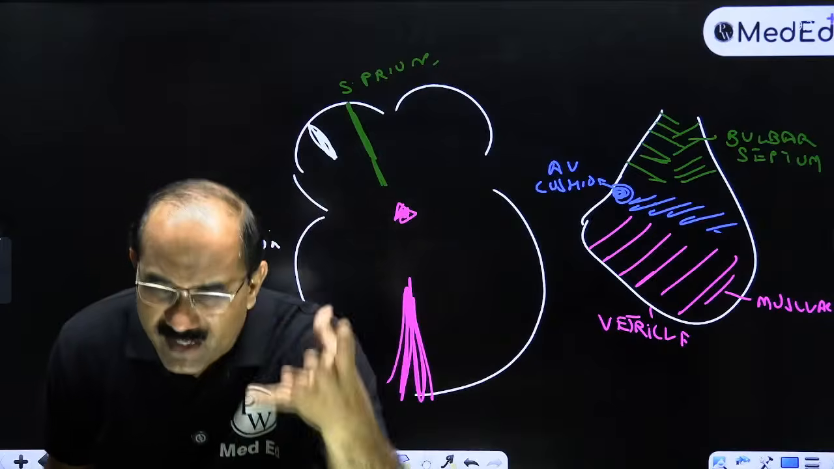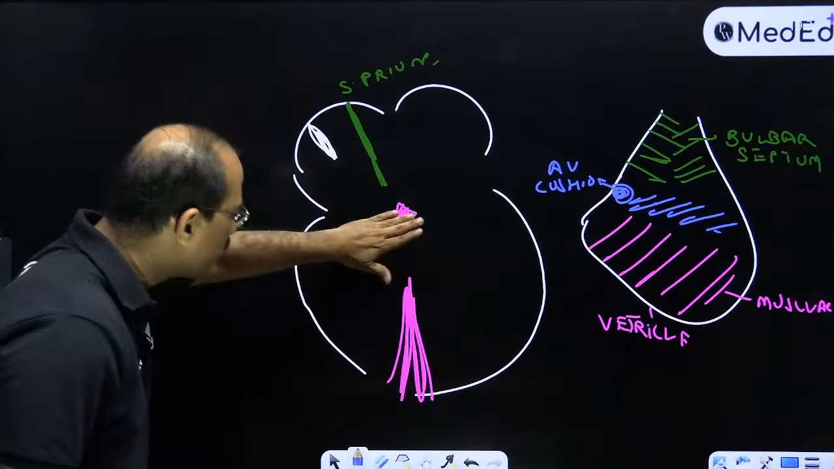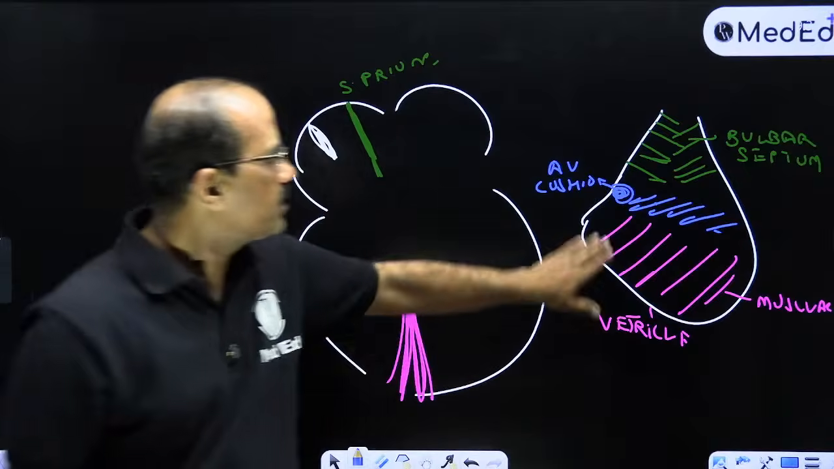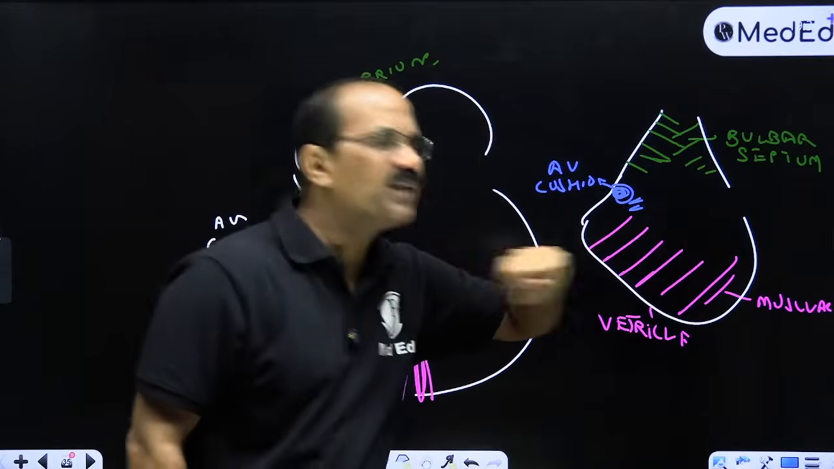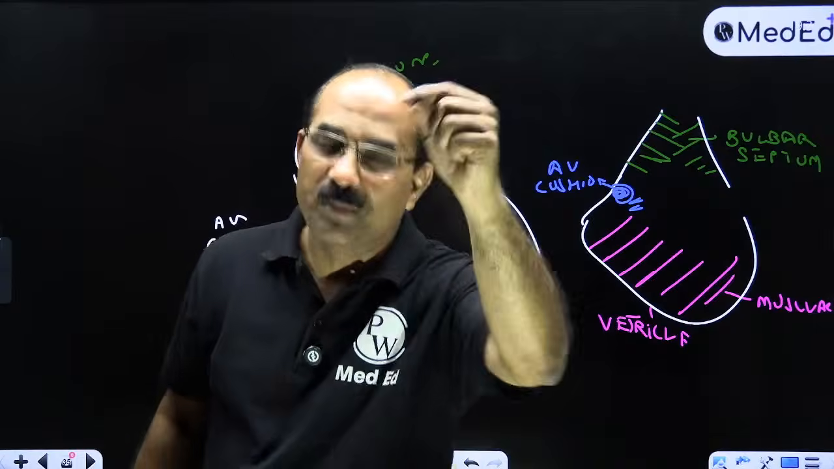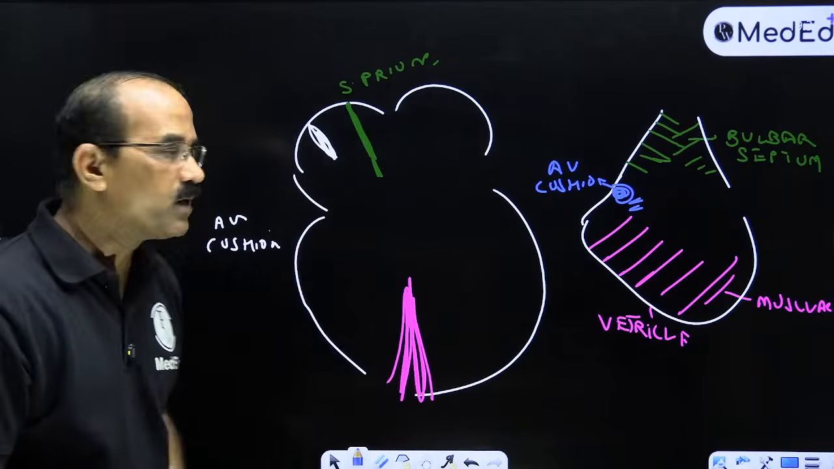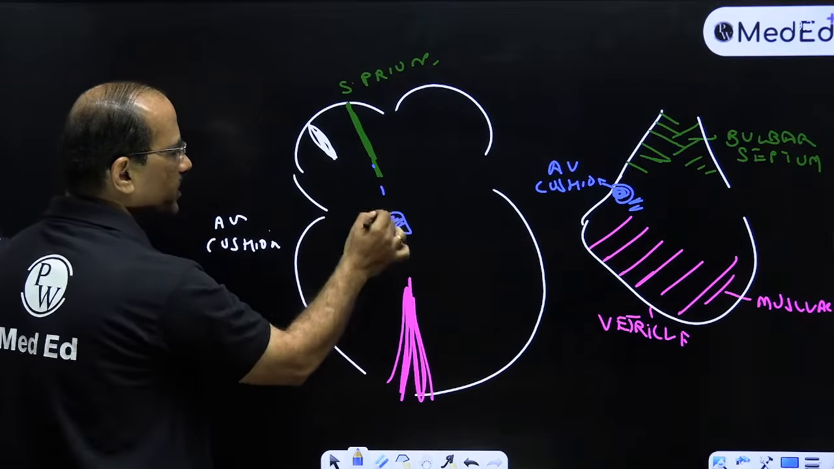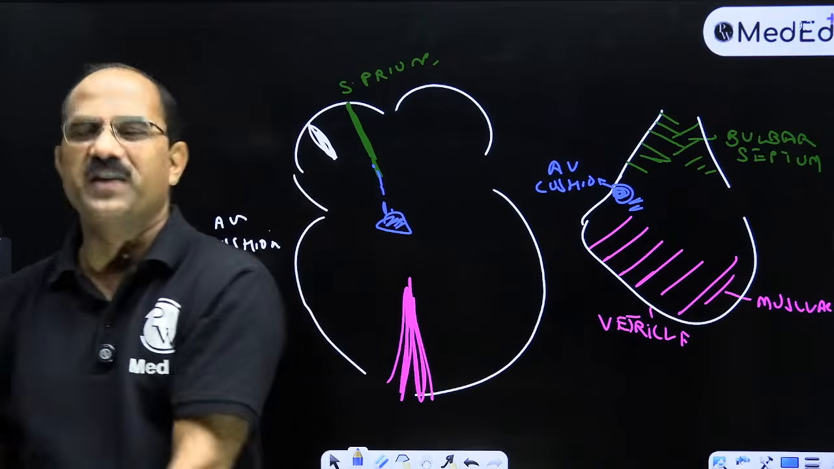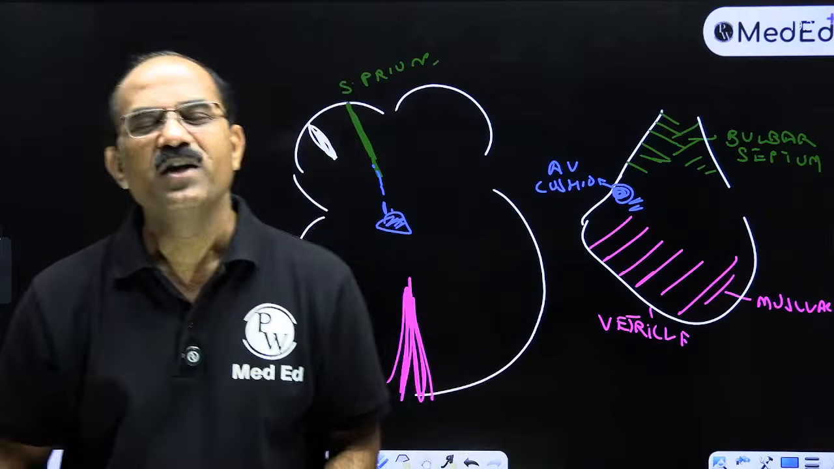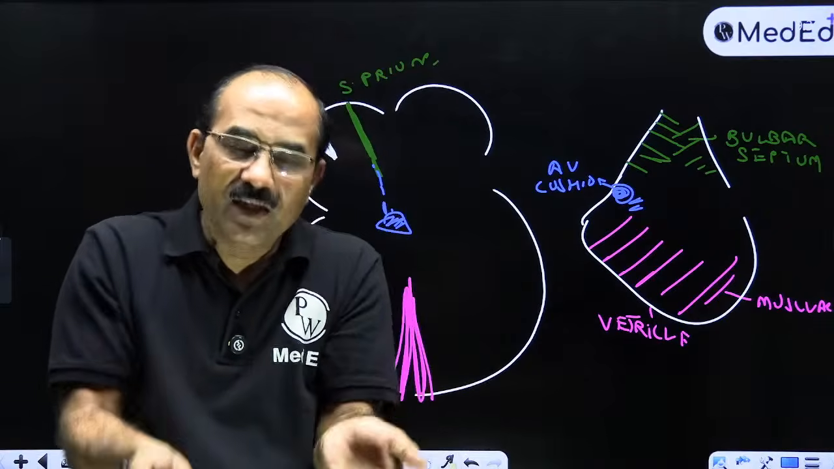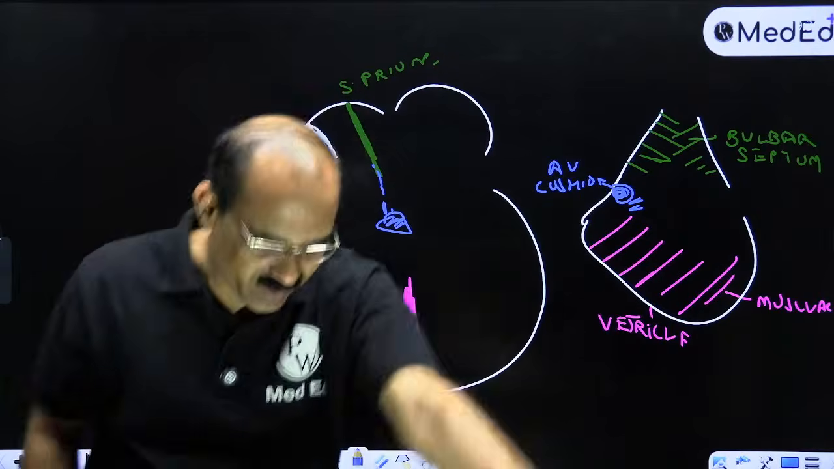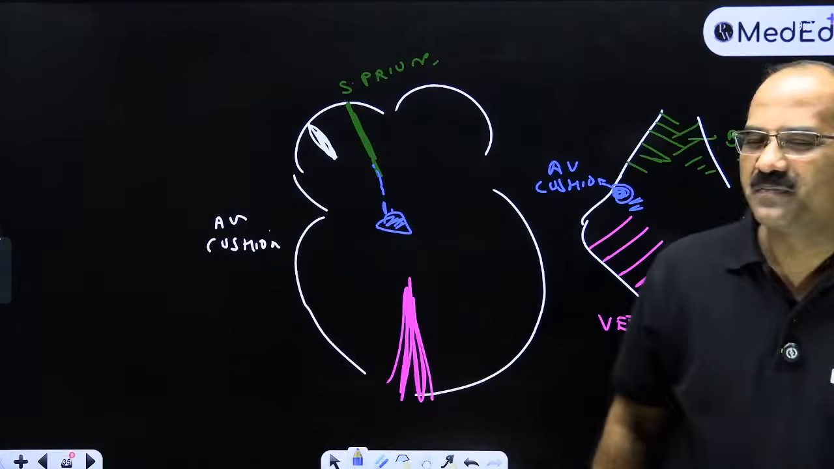What I am telling you is, if the AV cushion is not there, this part will not be formed. That is an interventricular septal defect. Plus, if the AV cushion is not there, there will be an interatrial septal defect. Understand? So if the AV cushion is not formed, there will be interatrial and interventricular septal defects. That's the moral of the story.